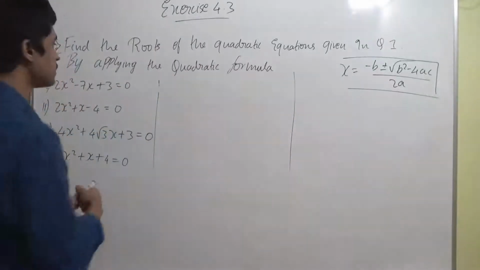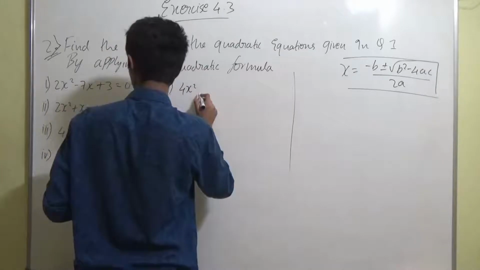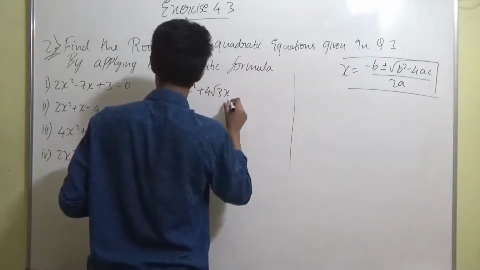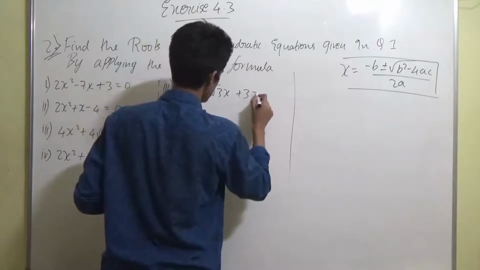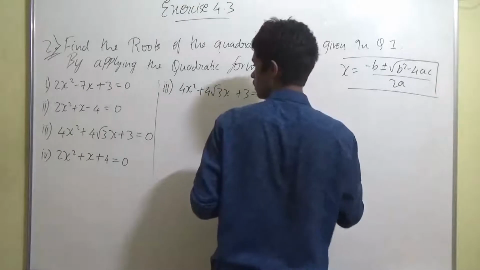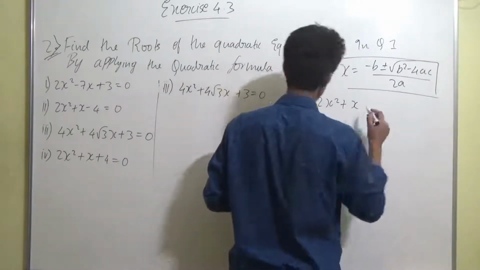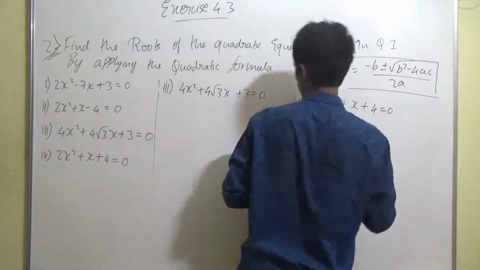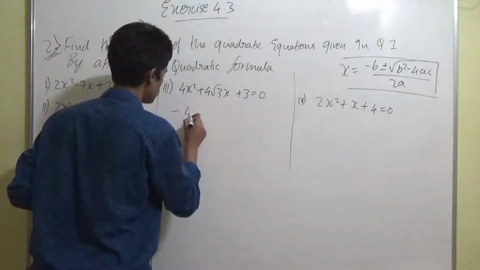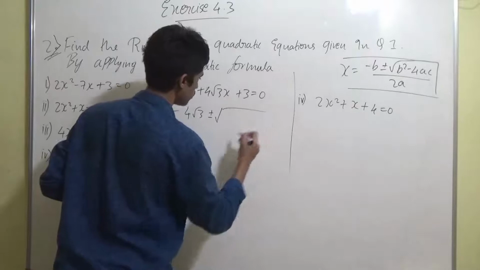Now let's go to the third sub question. The third sub question is 4x square plus 4 root 3 x plus 3 equal to 0, and the fourth sub question here is 2x square plus x plus 4 equal to 0. Now we'll use the formula: minus b, minus b is minus 4 root 3, plus or minus root of b square minus 4ac.